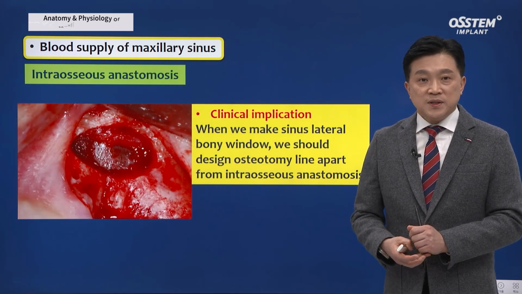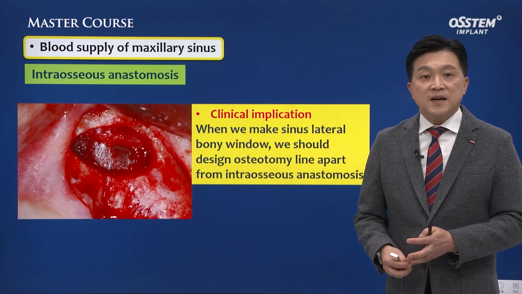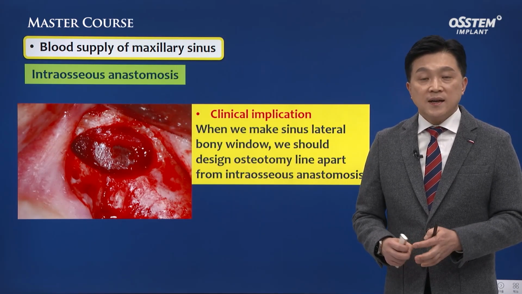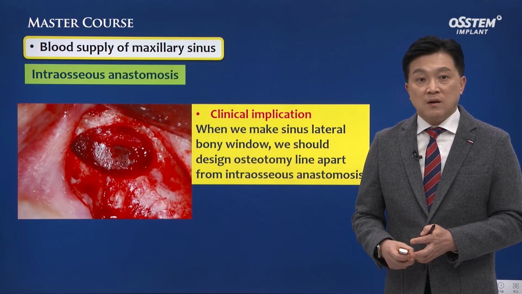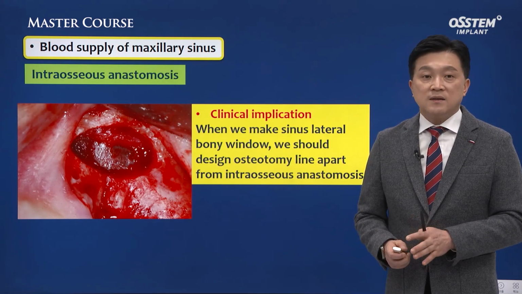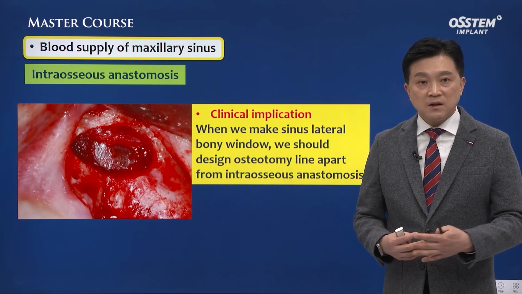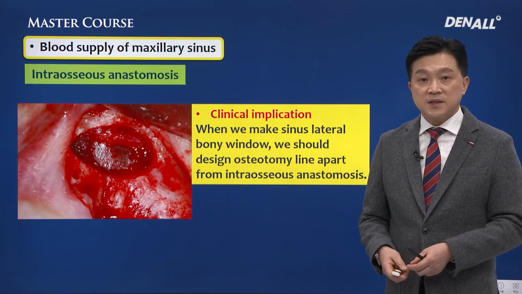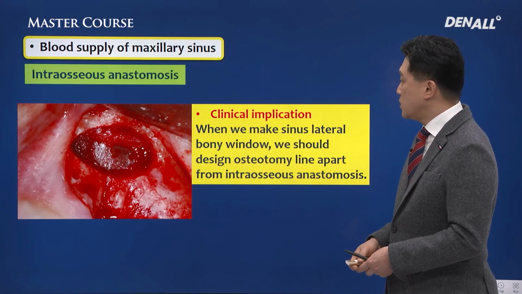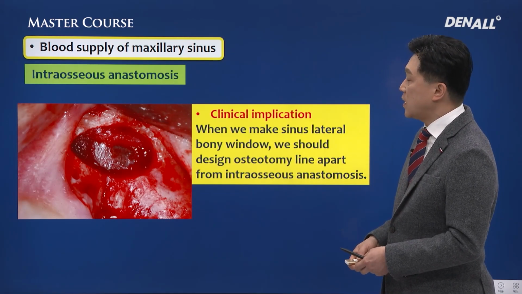Let's talk about the clinical implication of the intraosseous anastomosis artery. In order to do sinus grafting when forming the window, we need to avoid the intraosseous anastomosis artery. That is how we should design the sinus window. This is the clinical implication that we need to consider.